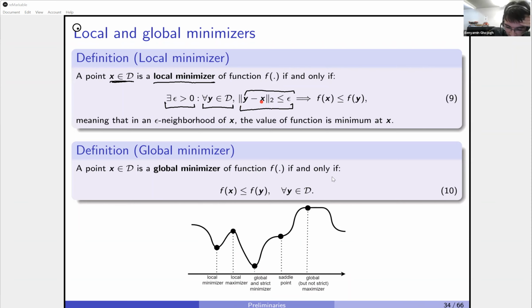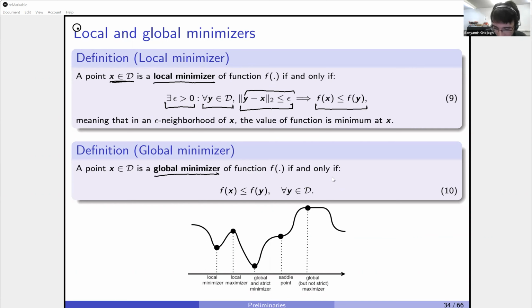It means that for the neighborhood of the point x with radius epsilon, all of the points y which are neighbors of x, we have f of x less than or equal to f of y. It means that in a local neighborhood around x, the function value at x is always the minimum, less than the function value at its neighborhood. This is local minimum, right? And so what if it is a global minimizer? So that was a local minimizer.